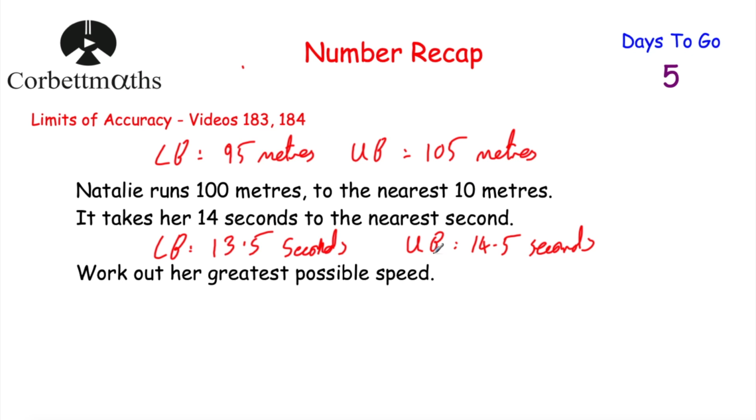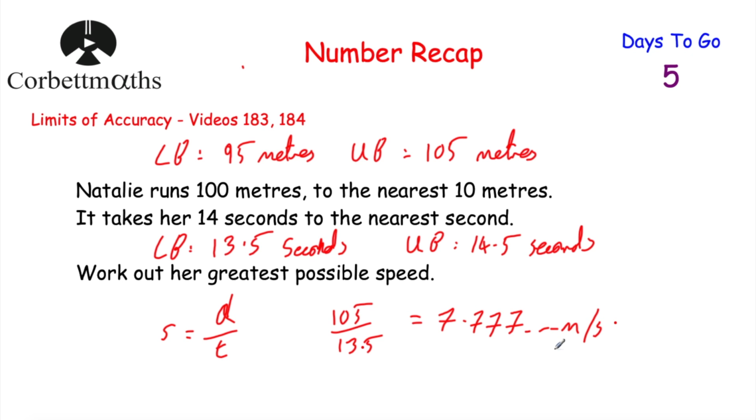So we've now found the lower bounds and the upper bounds. We want to find her greatest possible speed. So to find her greatest speed, that's going to be the biggest distance in the smallest time. So speed is equal to distance divided by time. The biggest distance would be equal to 105 meters, and the smallest possible time would be 13.5 seconds. So we do 105 divided by 13.5, and that'll give us the upper bound for her speed. And so that'll be 7.777 and so on meters per second. So that's the upper bound for her speed, and that's it.